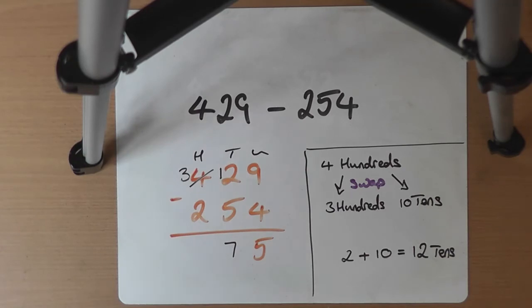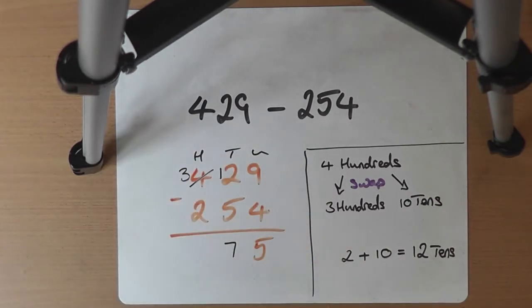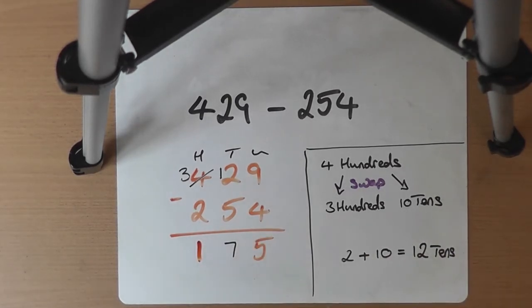And then in the hundreds column, we now have 3 hundreds there, not 4, because remember we used one of those. We have 3 hundreds, we're taking away 2 hundreds, and that leaves us with just 100 overall, and a final answer, once again, of 175.